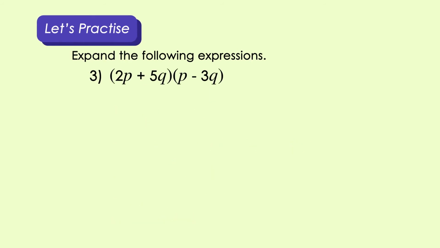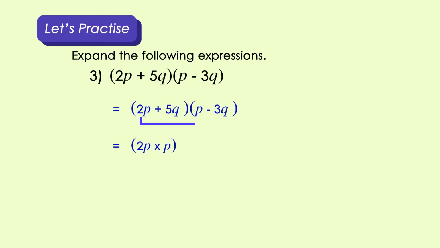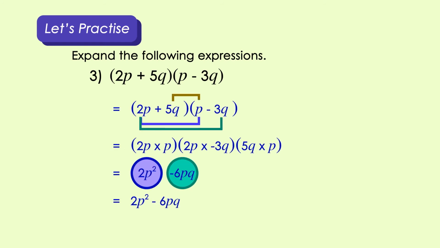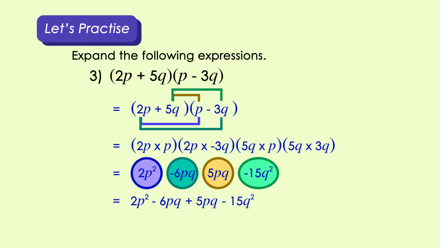This is our third question, boys and girls. We are going to solve it like the previous two questions. Let us do expansion. Boys and girls, please don't forget to solve our like terms. So, boys and girls, did you get this answer? 2p squared minus pq minus 15q squared.